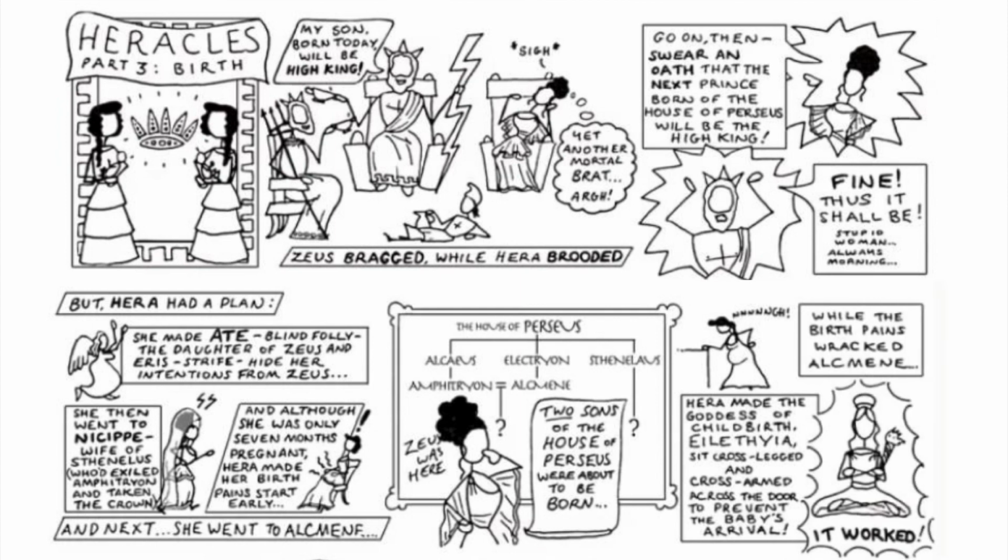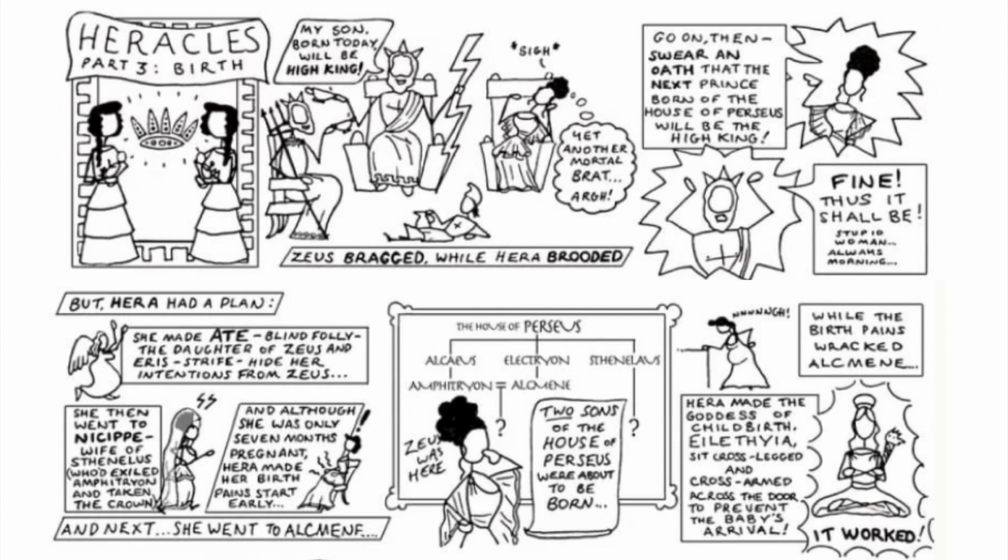But Hera had a plan. She made Arte, which is the deification of blind folly, stupidity without thinking, the daughter of Zeus, and Eris, another goddess, the goddess of strife, also known as the one who dropped the golden apple into the wedding of Peleus and Thetis, and that whole Trojan War thing happened, hide her intentions from Zeus. So basically, Zeus is sort of blinded by Arte, so he doesn't know what's going on, because obviously she's clearly trying to trap him. Hera then went to Nicippe, wife of Sthenelus, and Sthenelus had exiled Amphitryon and taken the crown. Again, read more comics if you want to know more about them.